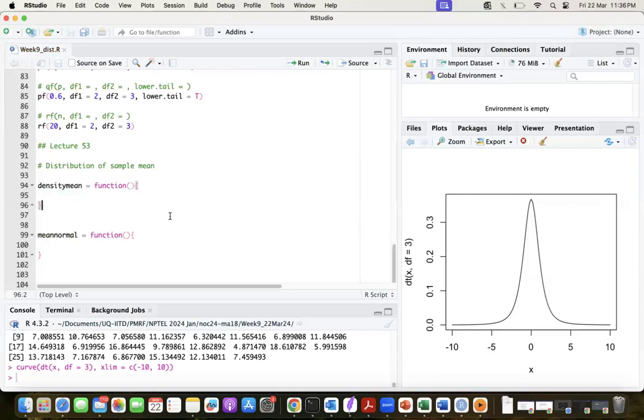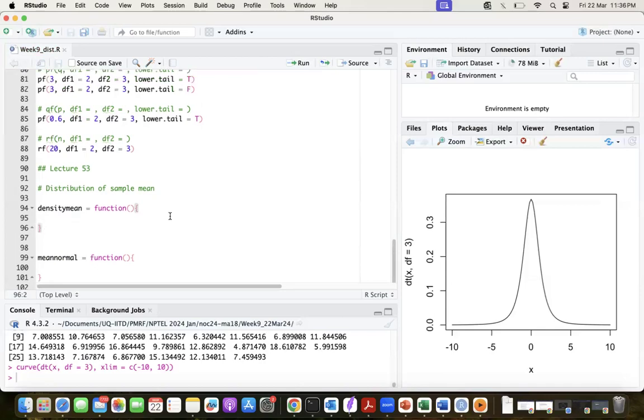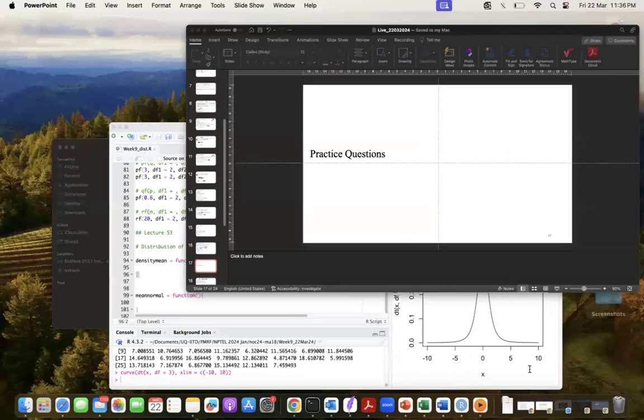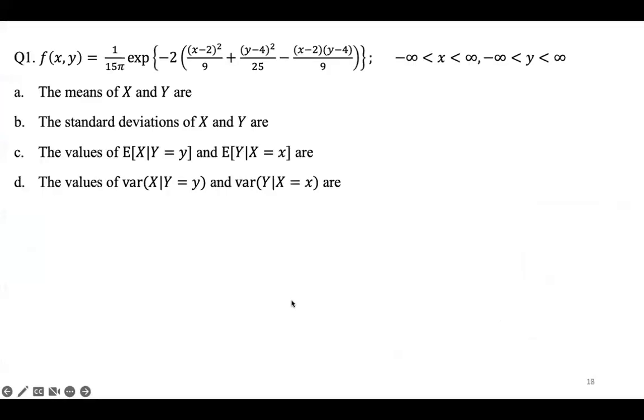All right. So we have had a discussion, we've seen it in R. Now we will take a look at some practice questions so that you can appreciate how to solve these questions in the assignment. It would be nice if you can work along with me.